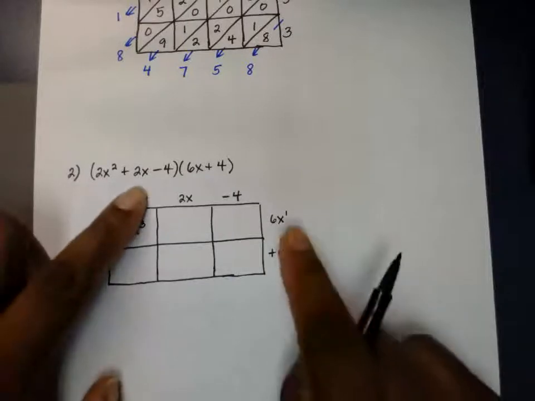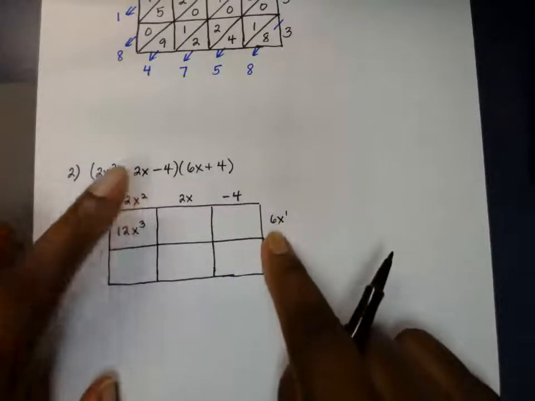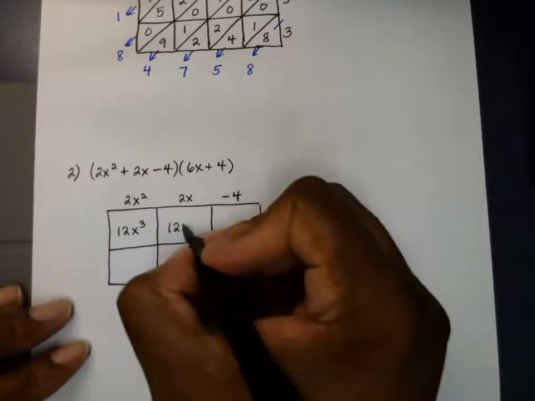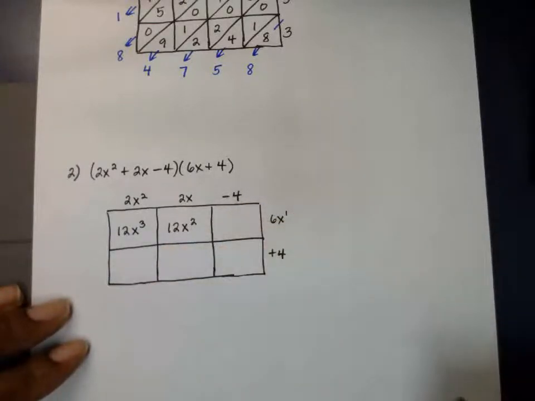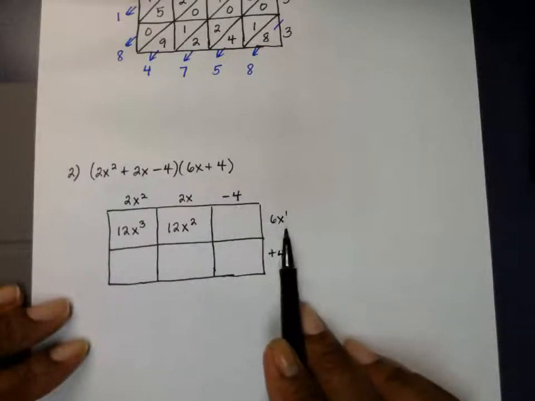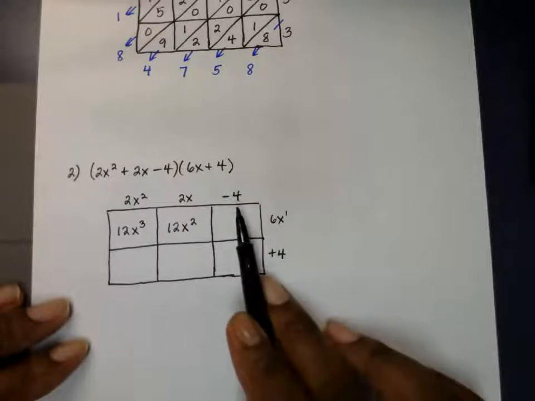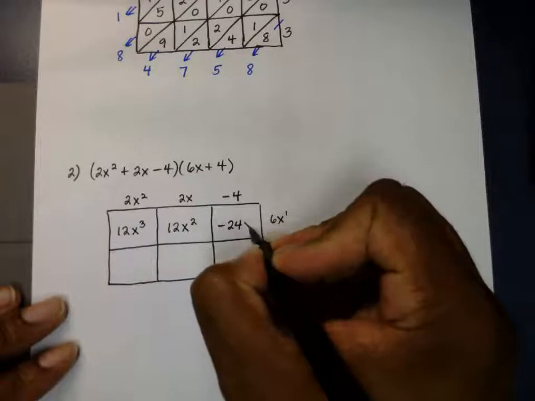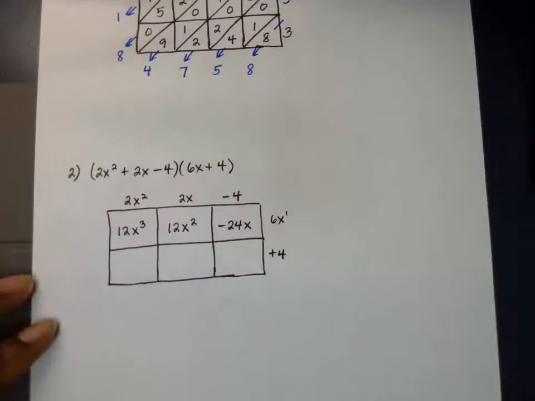And then 2x times 6x. Well, 2 times 6, that's 12. X times x, that's x squared. And then minus 4 times 6x. Well, negative 4 times 6, that's negative 24. And then we bring over that variable x.